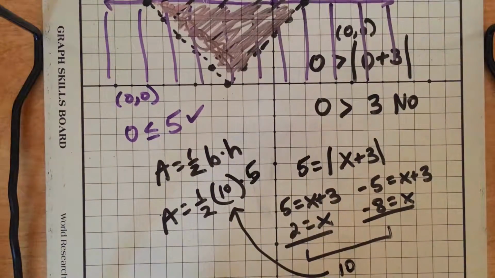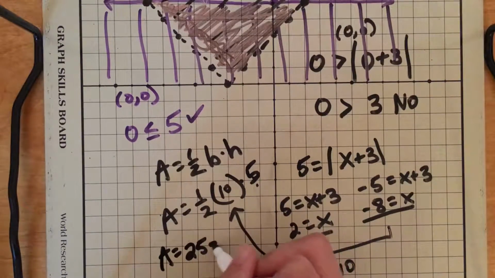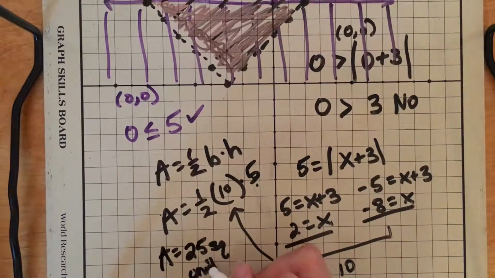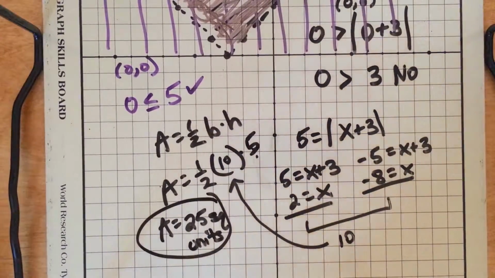So we just need to calculate the area. Half of 10 would be 5, and then that times 5 is 25. So my area is going to be 25 square units, whatever units we're in. So that's the area of them. You need to calculate that as well as drawing the graph of the inequalities.